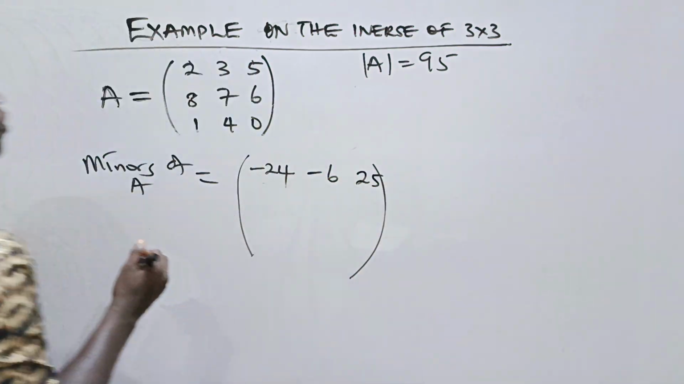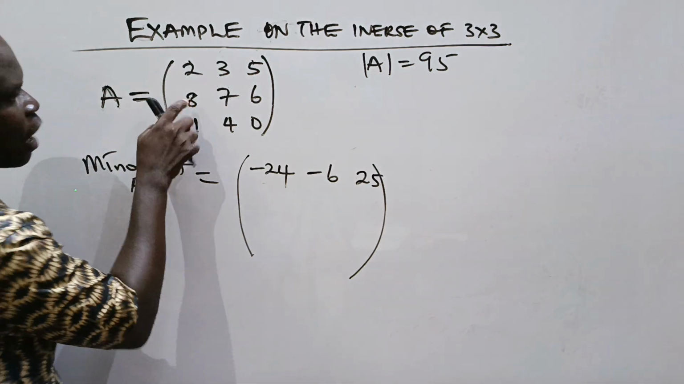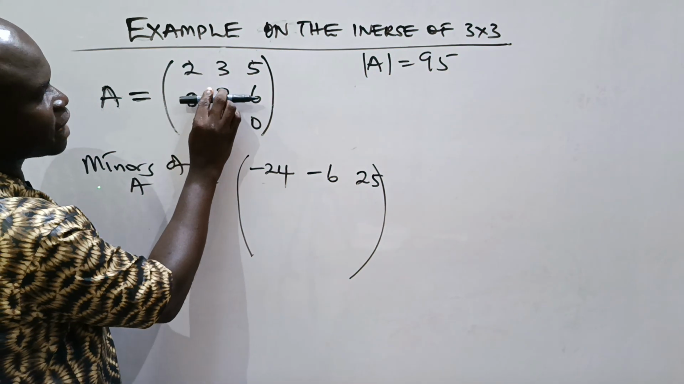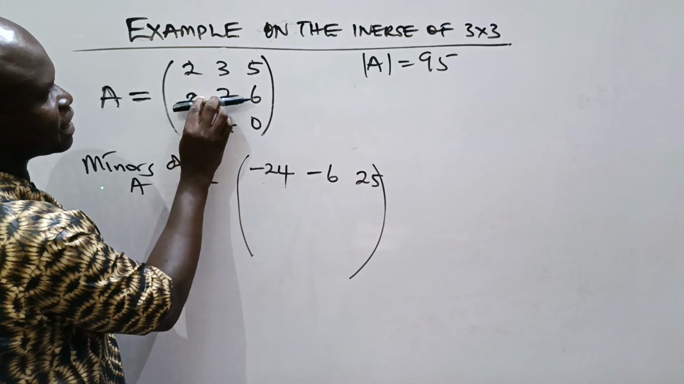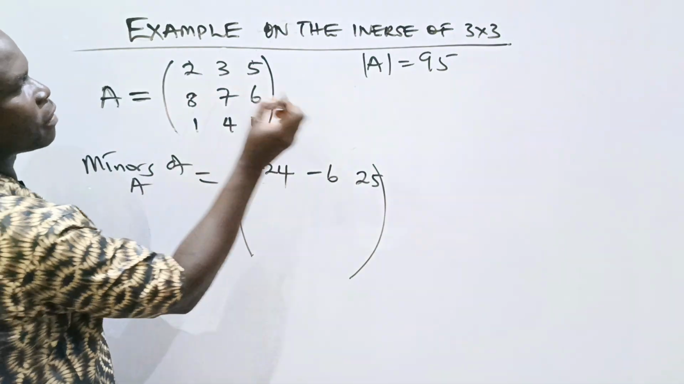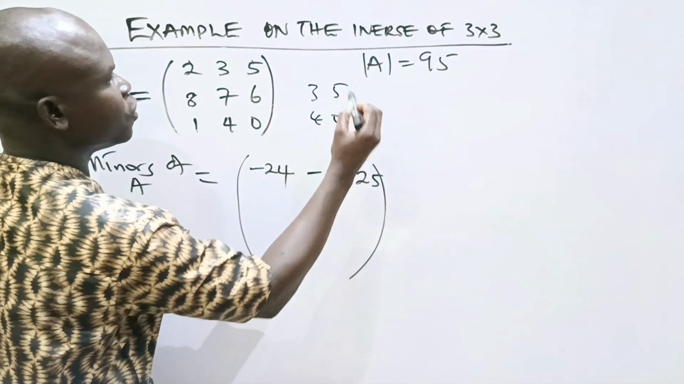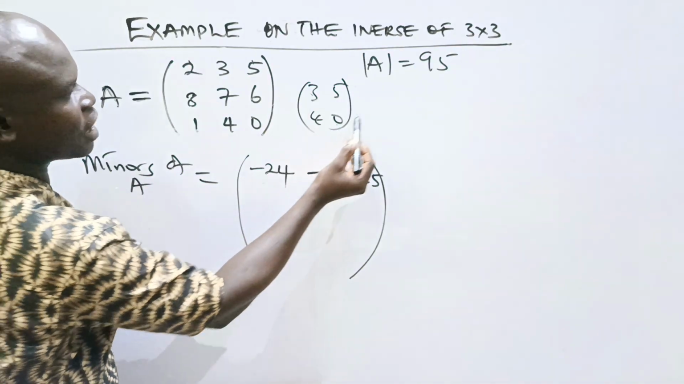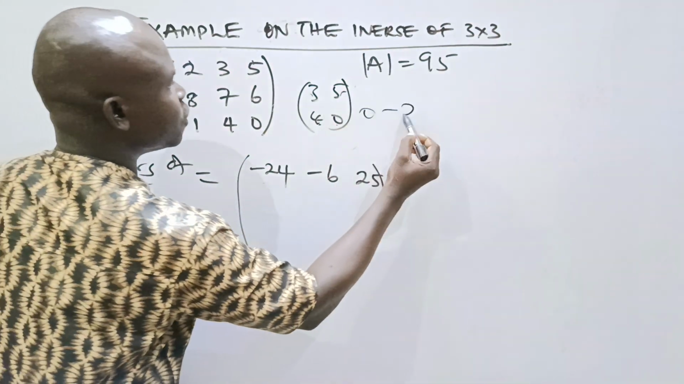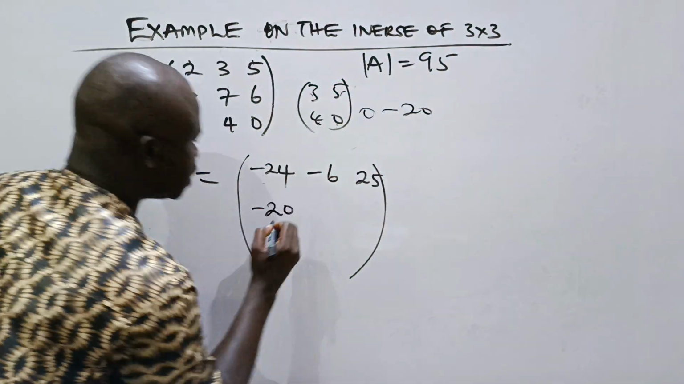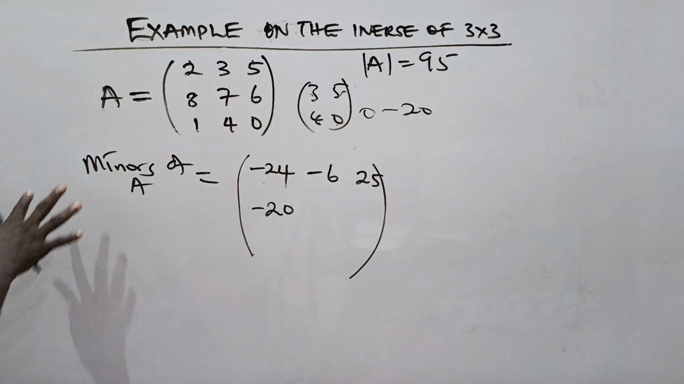It will be 25 here. I will repeat the process for each of the entries. I'll come to the second row, first column. If I pick second row and first column, what is left will be 3, 5, 4, 0. Then what do I get here? 3 times 0 is 0, minus 4 times 5, 20. That's minus 20. Here will be minus 20. This is the process that we use to find the minor of A.